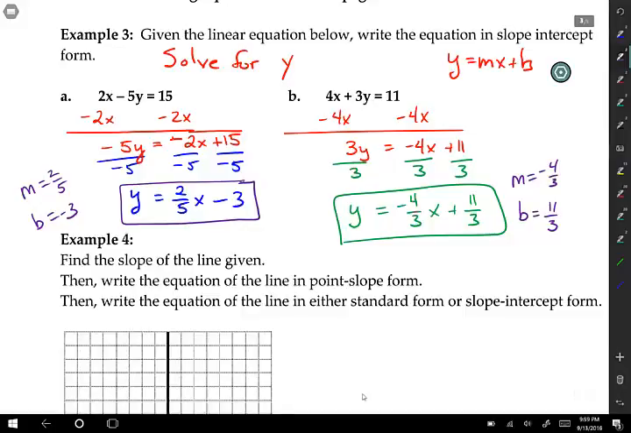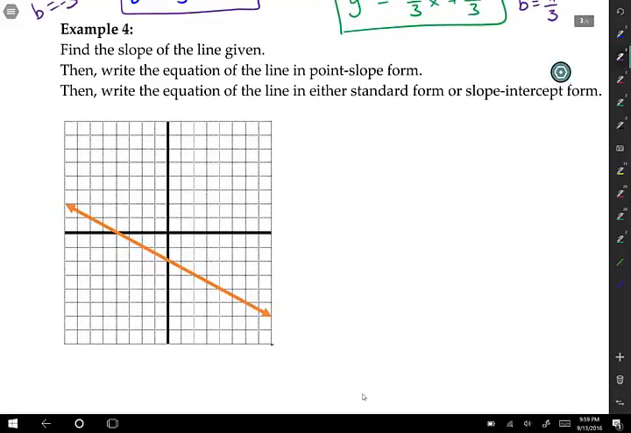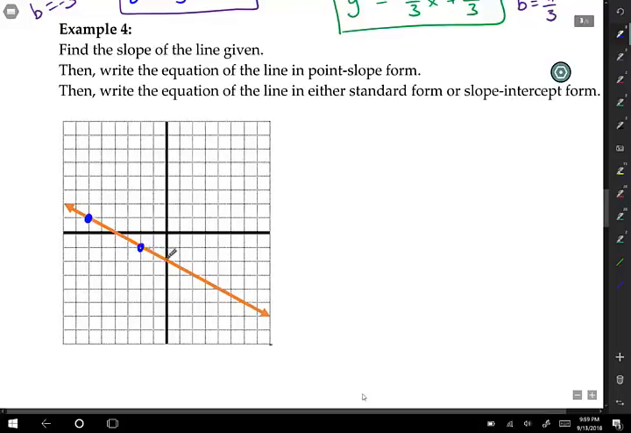Our next example, we're asked to find the slope of the line given, and then we're going to write the equation in its point-slope form, and then either standard form or slope-intercept form. Maybe we'll do both of them. As we look at this line, we have to identify some points first that we can clearly see at intersections. I see this one here, and we can continue to look for points. I see that one there. That's a key one. That's the y-intercept. I'm going to put that one in red. 0, 2. 0, negative 2, excuse me.